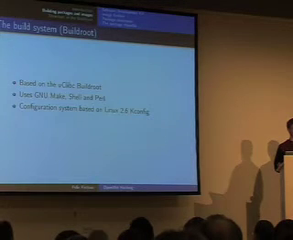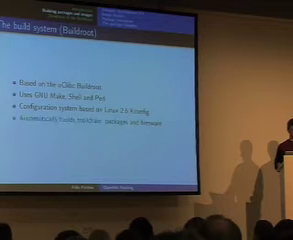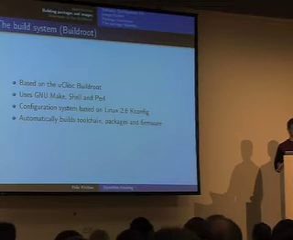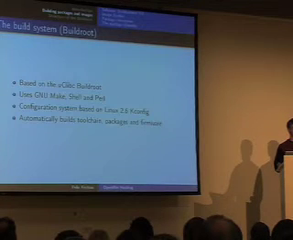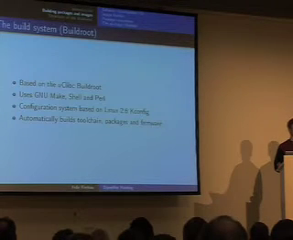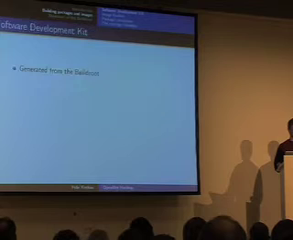And we also use a configuration system which is based on the kernel config of Linux 2.6, which you're probably already familiar with if you're using Linux. And the main feature of this build system is that it automatically builds toolchain, packages and firmware. So you don't need to worry about downloading the single components which make up a whole Linux system. Just grab the source code and it will do all these things automatically for you.